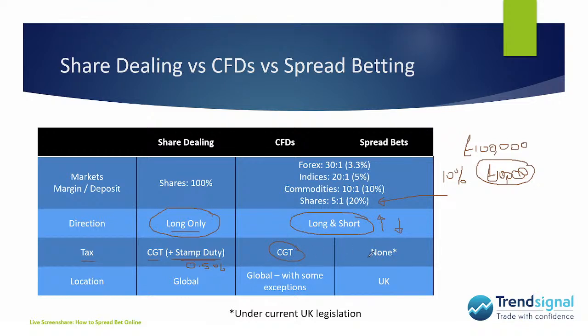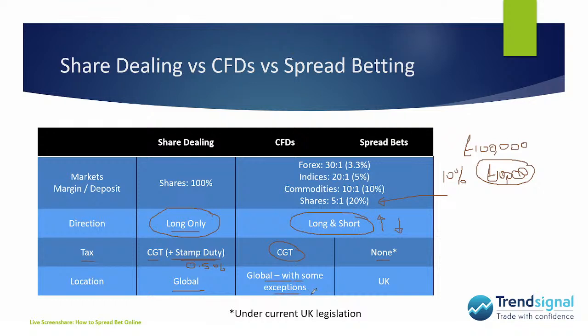Similarly, with the CFD, spread betting, on the other hand, under current UK legislation, is tax-free. So there's no income tax to pay, no capital gains tax to pay on any of the profits that you make. Okay. One other thing that you'll sort of notice is that you can trade shares pretty much anywhere.